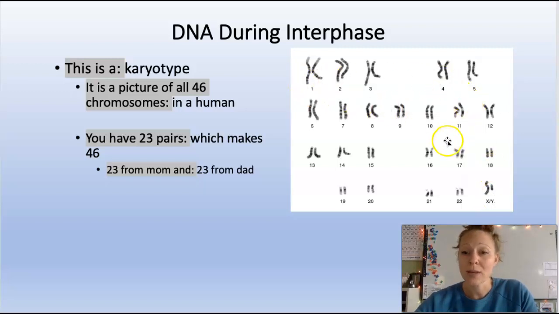1 through 22, these are called autosomes. And right here, the X and the Y, these are called sex chromosomes. These show us whether or not the person is a male or a female. This person has a very short little Y chromosome, so that means that this is a karyotype of a male. Because if you have a Y, you're a guy. And if you're a girl, you have two X chromosomes.